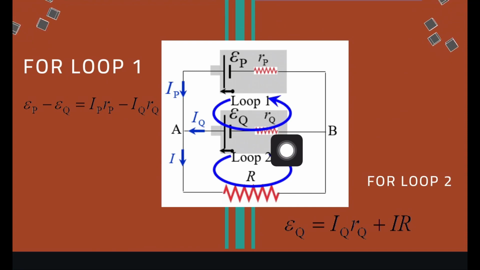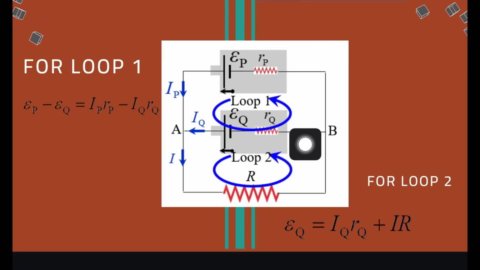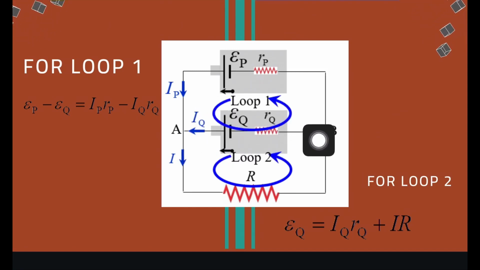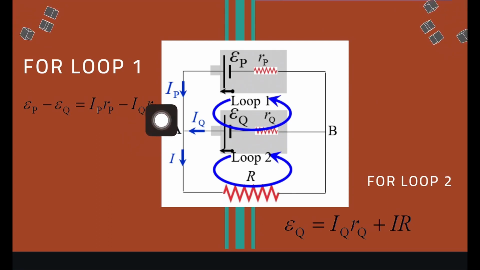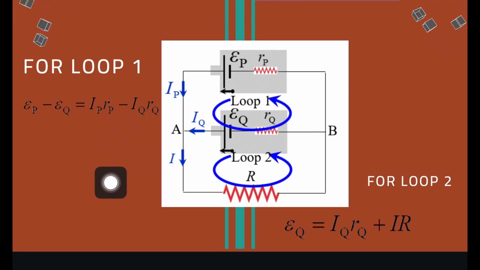But we need to look at the sign, whether it should be positive or negative. The direction of IQ is to the left and the direction of the loop is to the right. It is the opposite direction of I and the loop. That means the sign for IQ RQ is negative. Okay, done for loop 1.